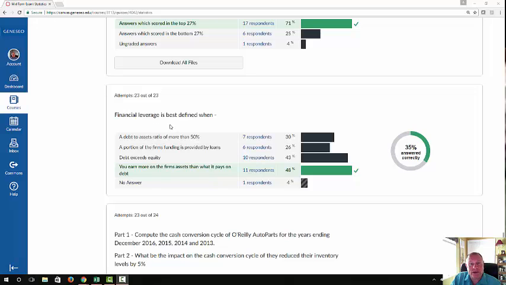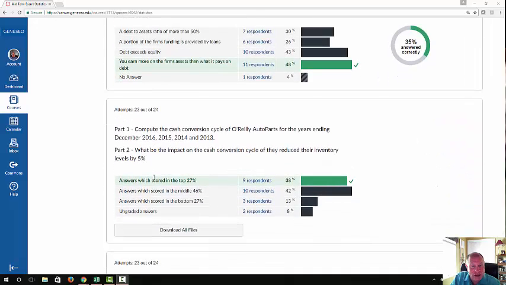This is the classical definition here. When we look at financial leverage, it's best defined as when you earn more on the firm's assets than what you pay on it. That's the traditional example. These others are yes, but it's not the definition, because you can have a debt to asset ratio of less than 50% and still be using leverage. Yes, these are all a portion of the firm's funding, but it's not the best. And the reason it isn't is because it's about borrowing money and leveraging it up. The key word being leverage.